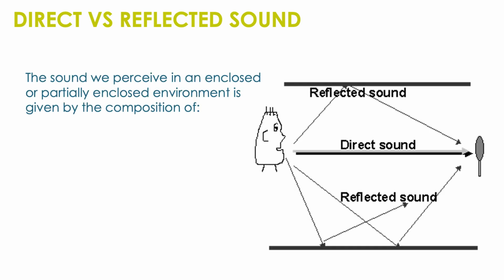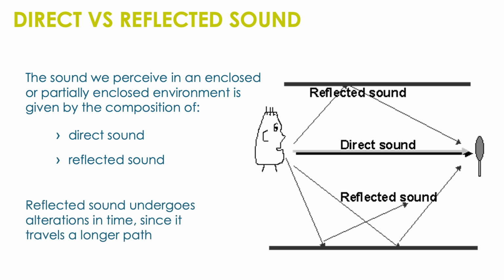In enclosed spaces, we perceive both direct and reflected sound, as we can see in the figure. Reflected sound takes longer to reach us, altering our perception of time and space. For instance, in a concert hall, reflected sound contributes to the richness of the experience, but also affects clarity negatively. Understanding the interplay of direct and reflected sound is crucial in acoustic design.